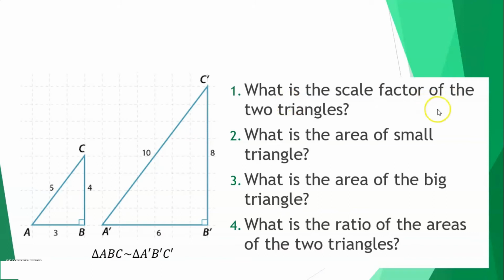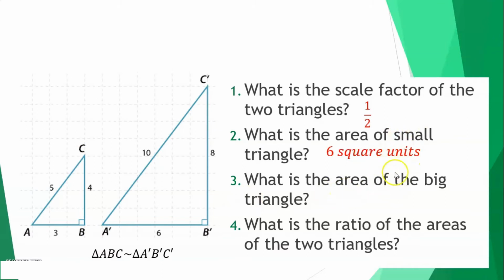What is the scale factor of the two triangles? Take note, we have here 5, 4, 3. In here we have 10, 8, and 6. So the scale factor here is 1:2. Now what is the area of the small triangle? Take note, the formula for area is base times height divided by 2. So 4 times 3 is 12, divided by 2. That would be 6 square units.